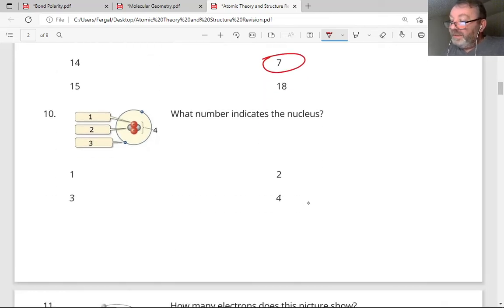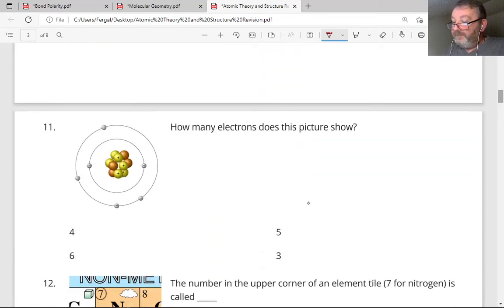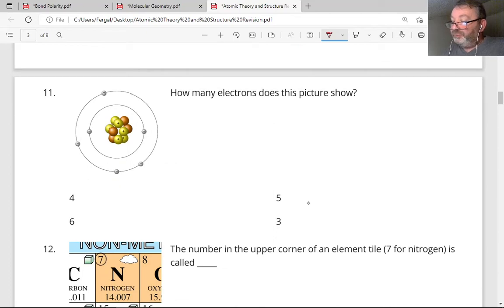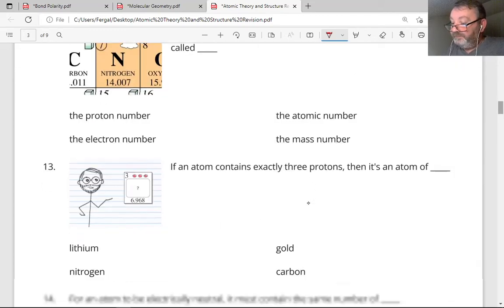What number indicates the nucleus? Well, the nucleus is protons and neutrons combined, so number 4. How many electrons does this picture show? 1, 2 in the first shell, 2, 3, 4, 5, 6. So 6. There we are. 2 in the first and 4 in the second.